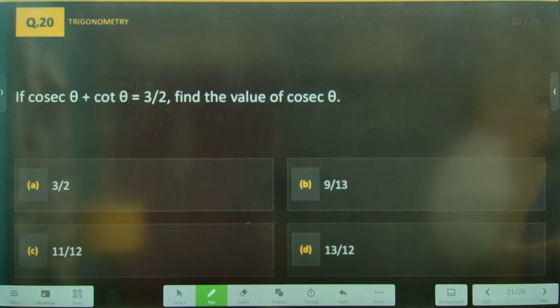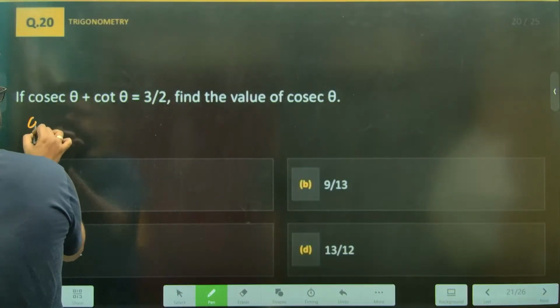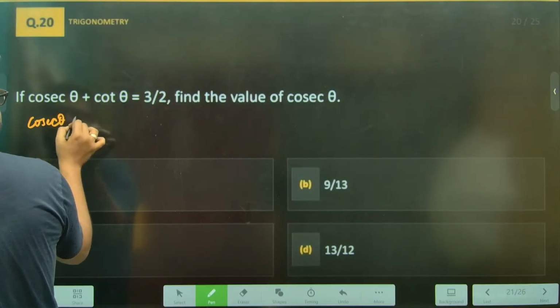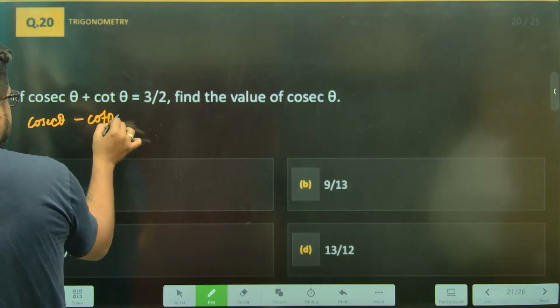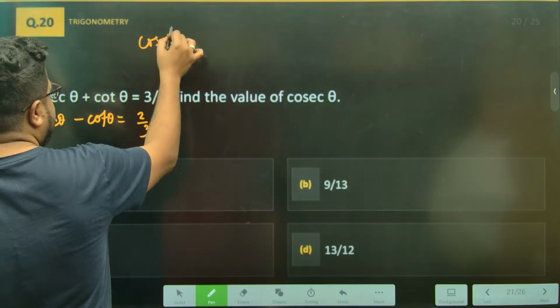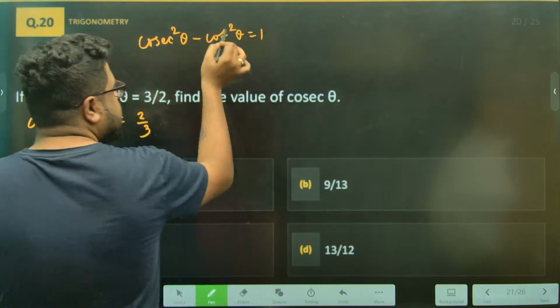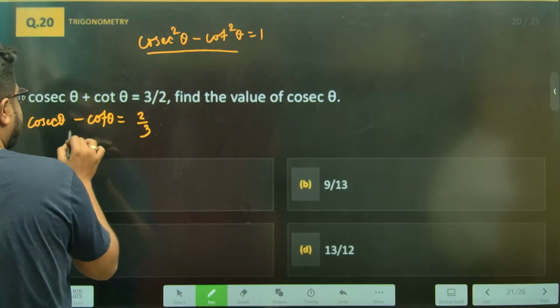Next one, sir. Cosec plus cot is given. They are asking this. Sir, cosec plus cot, whatever it is, cosec minus cot will be its opposite, because we always know cosec square theta minus cot square theta is 1. So you can break it down, a plus b into a minus b.